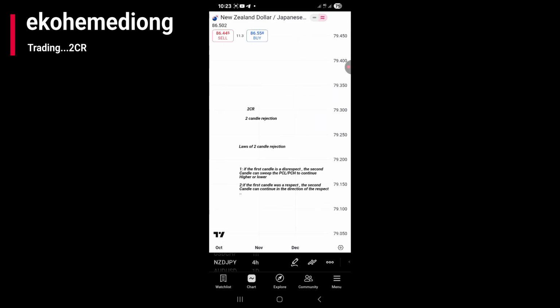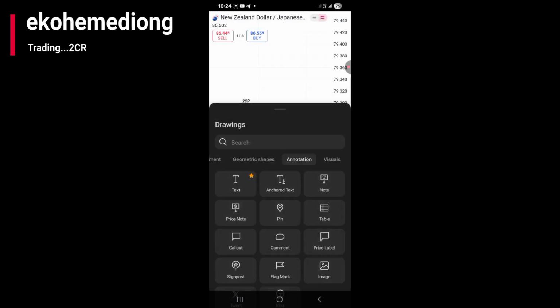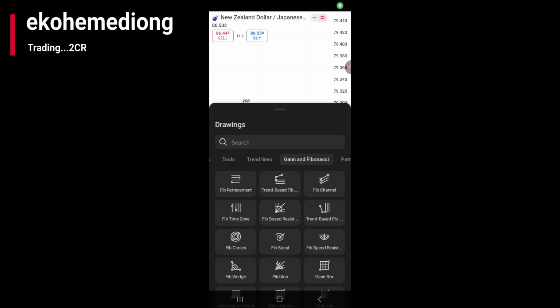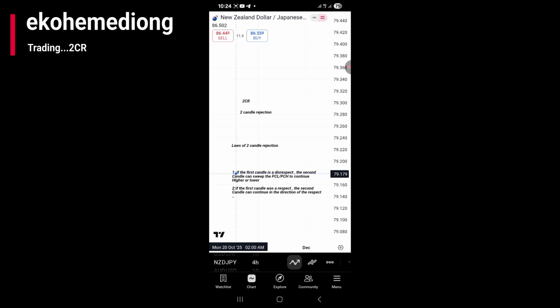Two candle rejection, credits to Area once again. Now let's state the laws of two candle rejection. The first law states that if the first candle is a disrespect, the second candle can sweep the previous candle's low or high to continue higher or lower. If the first candle was a respect, the second candle can continue in the direction of the respect.